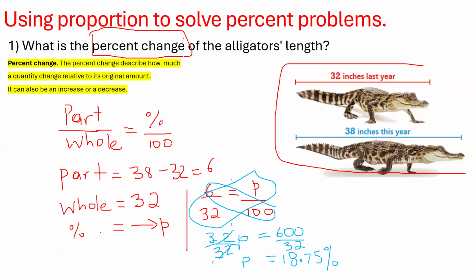And that is how you use proportion or proportional reasoning to solve a percent problem. You can use this to find the percent. You can use it to find the part. You can use it to find the whole. It depends on what the problem asks you to find. All you need to do is write down what you know, and use it to find what you don't know.